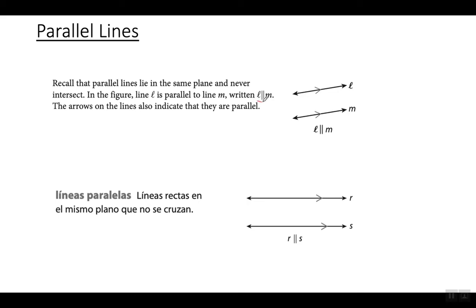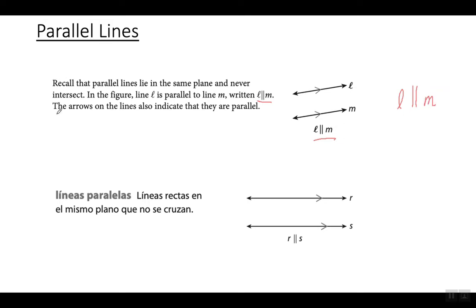This is the way you write that. Alright, they also wrote it right here. The symbol in the middle, those two lines, that means parallel. So line L parallel to line M. That's how you write it.